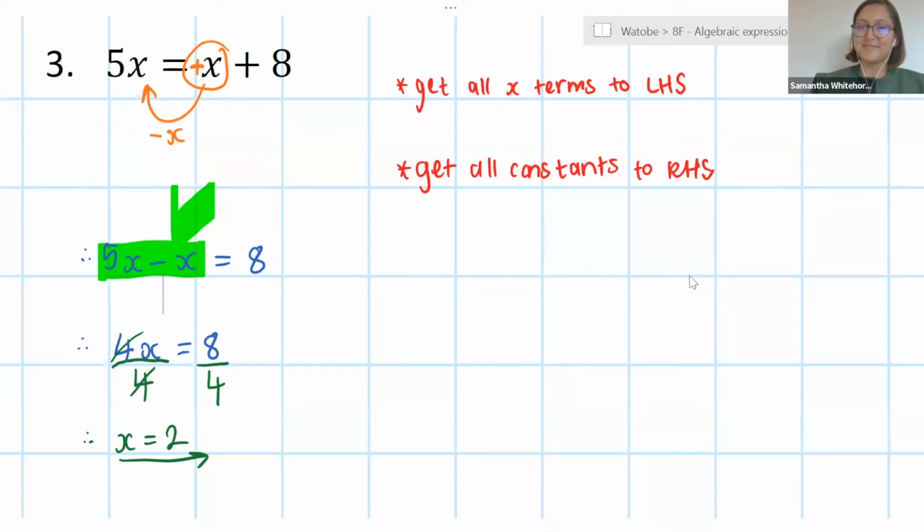So, ma'am, I wanted to ask, since it was 5x minus x, how is it possible for you to get the fraction 4x over 4? Because it was 5x minus x equals 8. Okay, so the 4x comes from, like I said, taking the like terms and subtracting them. So 5x minus x is 4x.